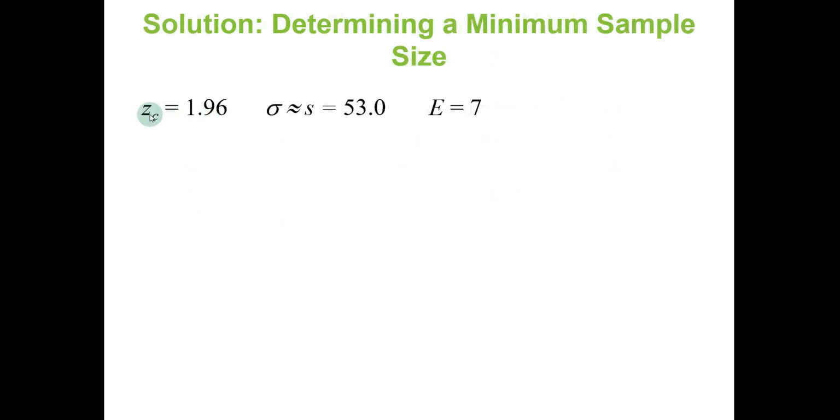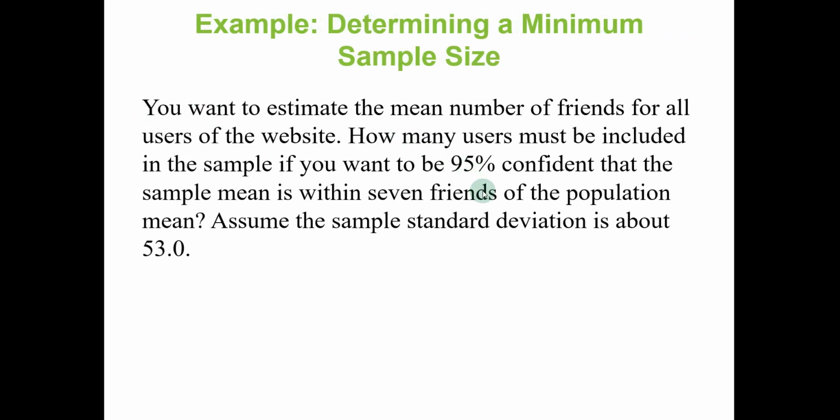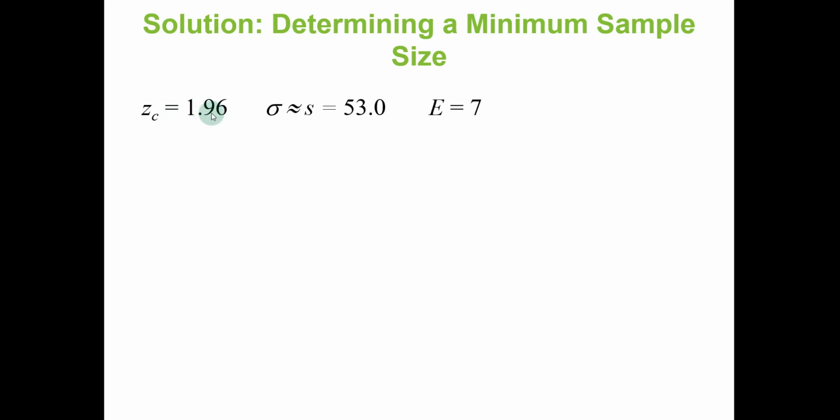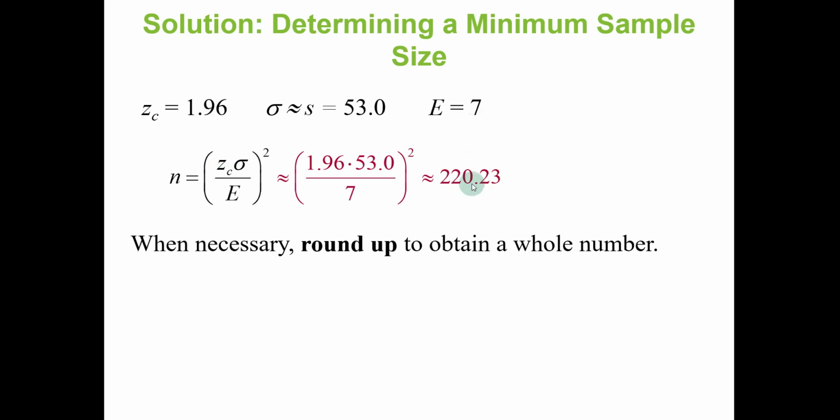So when you come here, you infer, remember here we have 95. If you go to your table, your ZC will be 1.96. Sigma has been given. And so this is basically it. And you now have 7. Now you basically want to compute your n. If you plug that in, that's where you end up with.